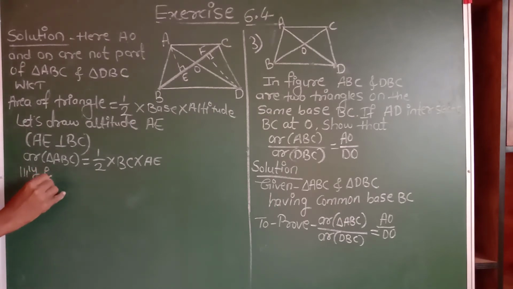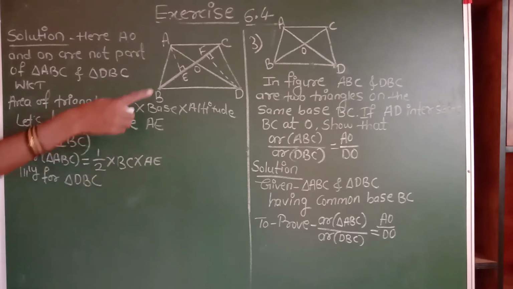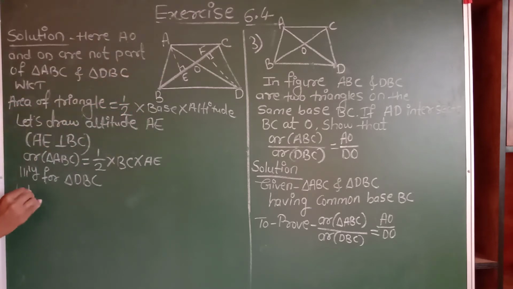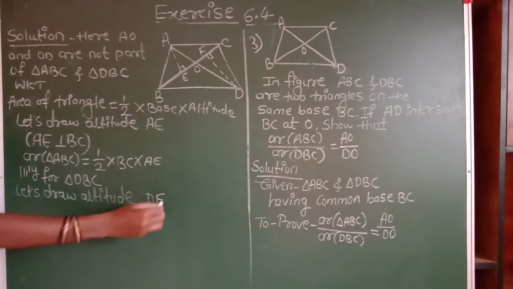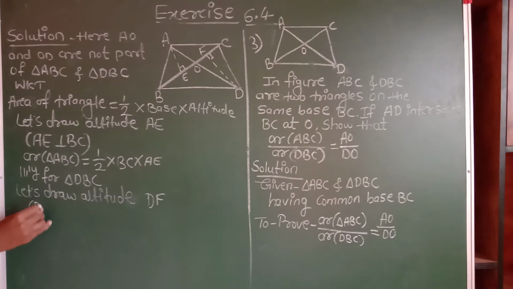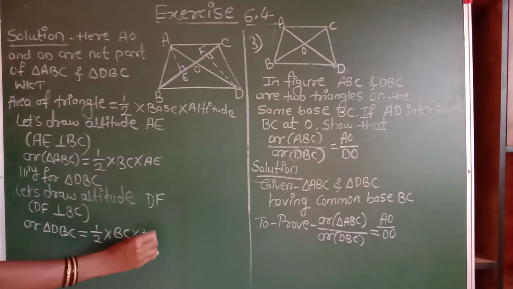Similarly for triangle DBC, let's draw the altitude DF, which is perpendicular to BC. So we can write the area of triangle DBC is equal to 1 by 2 into BC into DF.